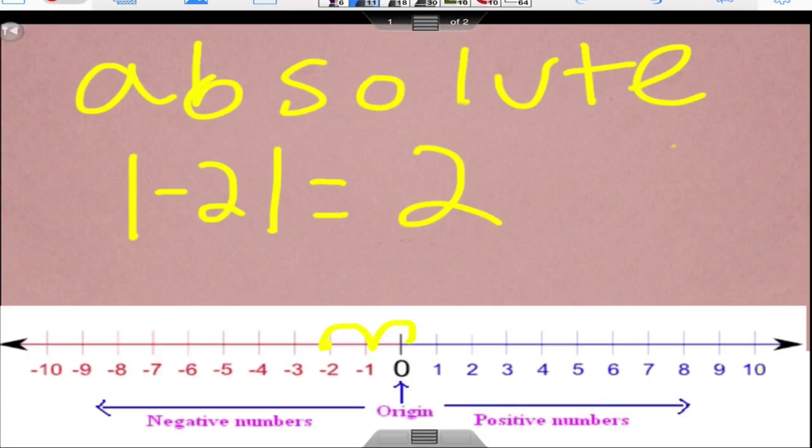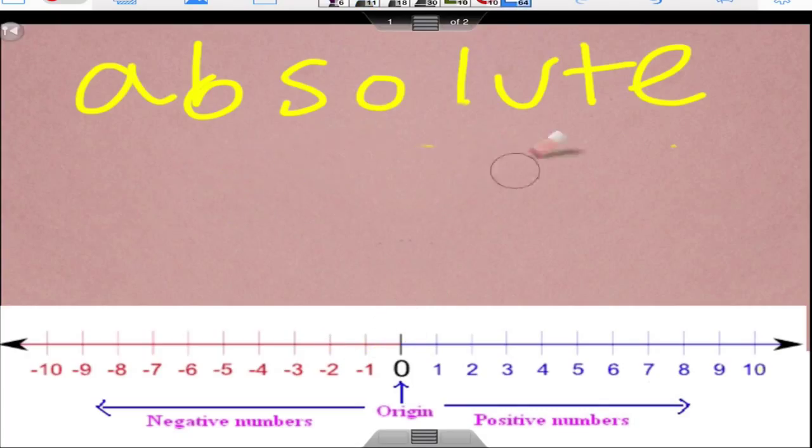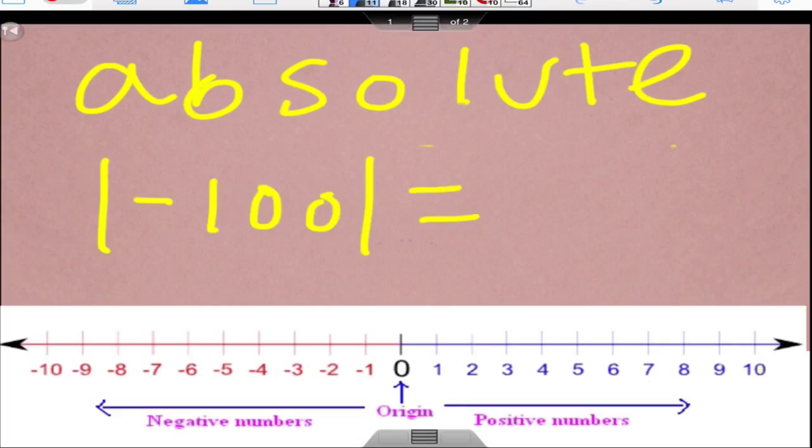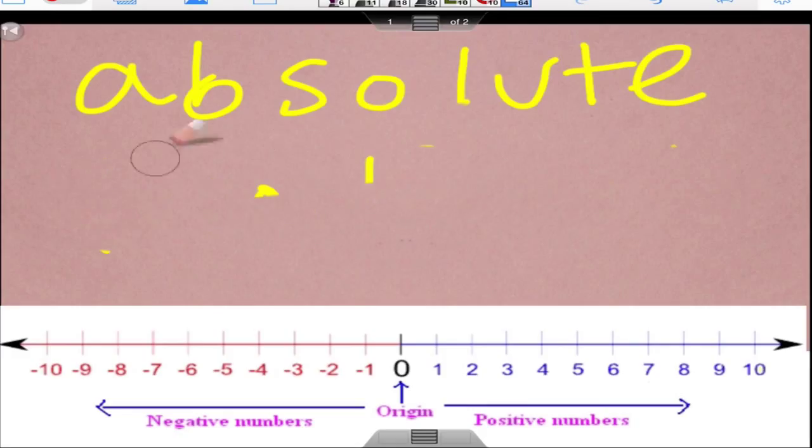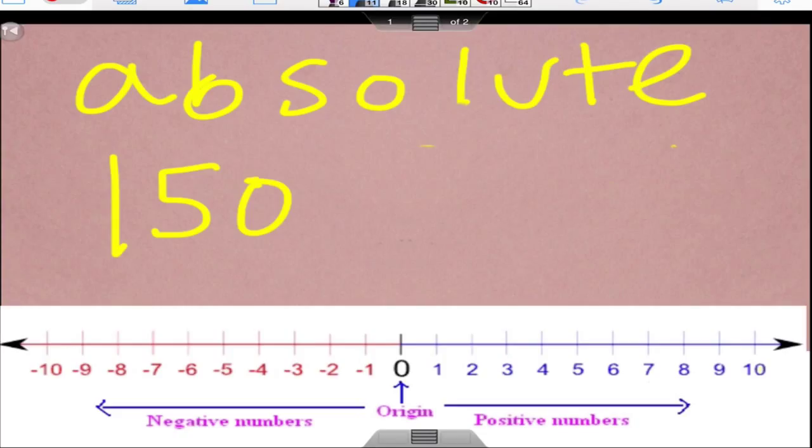All right, another one. So if I have, and without even using the number line, if I have negative 100, the absolute value of negative 100 is simply 100. If I said to you, what is the absolute value of 50? So the absolute value of 50 is 50. That's it. It's pretty basic.